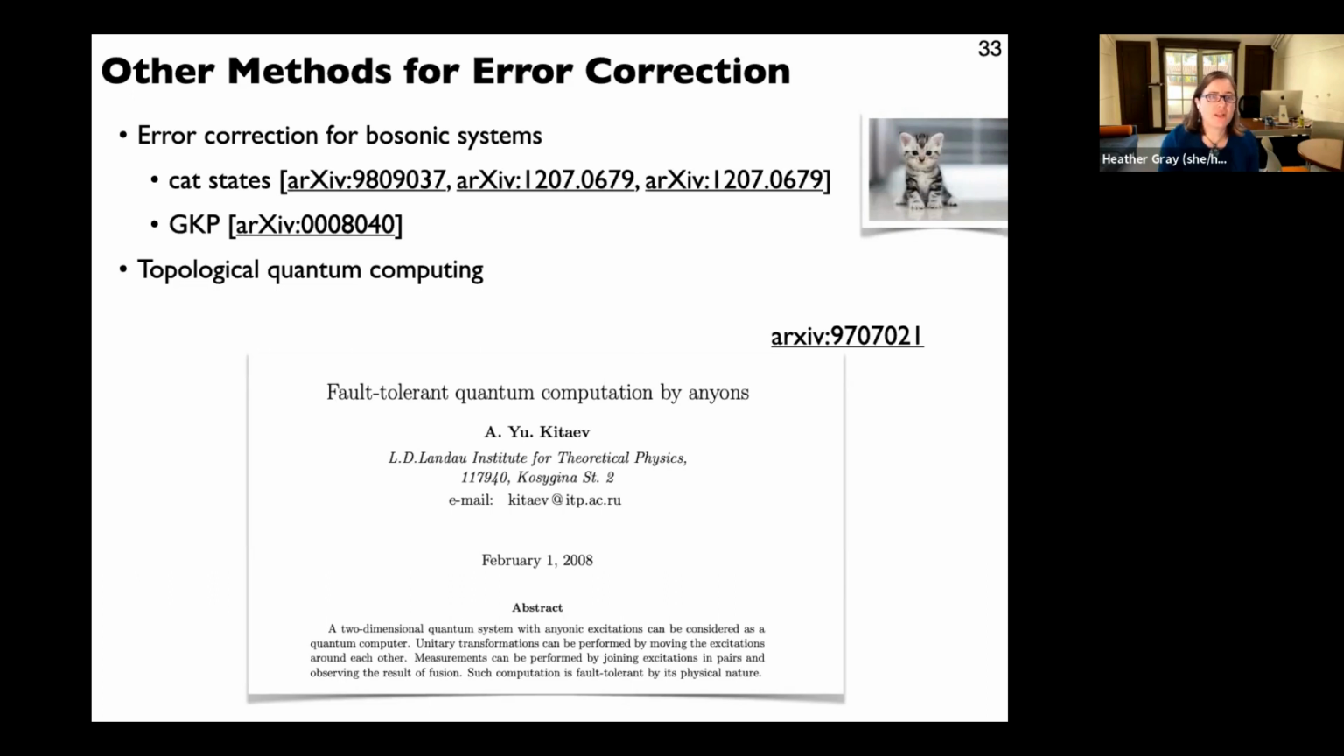Of course, the one that people are really excited about for long-term or even more error robustness, and not just correction, are these ideas from topological quantum computing. If you're interested, there's this classic paper by Kitaev, which tells you about how this could actually be done.